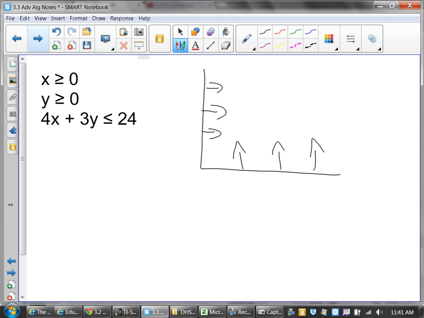Okay. Now use quick graphs. What's your x-intercept? You can't do this in your head. 6 and 8. Thank you. So I have an x-intercept at 6 and a y-intercept at 8. It's a solid line. Did that go through the origin? Is 0 plus 0 smaller than 24? Yeah. So what we have is this shaded boundary.